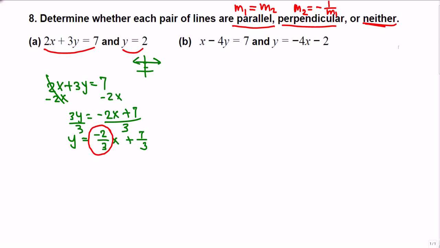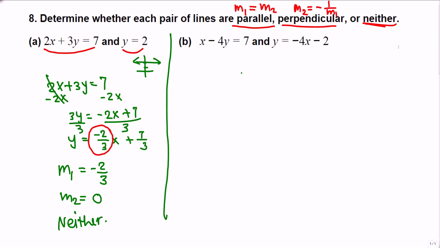So the slope of the first line, m1, is negative 2/3, and for the horizontal line y equals 2, the second slope m2 is 0. These two are not equal, so not parallel, and the second slope is not the negative reciprocal of the first. The negative reciprocal would be positive 3 halves. This is not 3 halves, so neither. These two lines are neither parallel nor perpendicular.